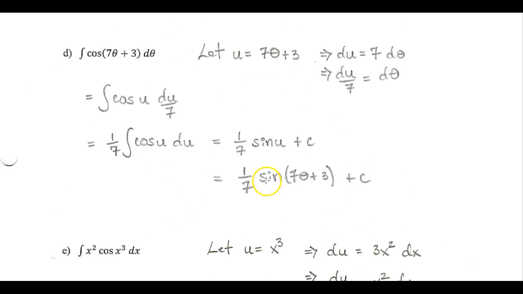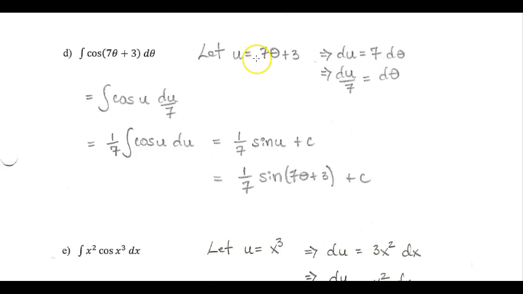Okay, similarly, part D, I look for a function inside of another function. I see that this 7 theta plus 3 is inside of the cosine function, so I'm going to let u equal 7 theta plus 3. So now my variable is theta. I'm just switching it up a little bit, because remember, this is just a dummy variable over here, and u is another dummy variable. So I can take the derivative of u with respect to theta, or du is 7 d theta.